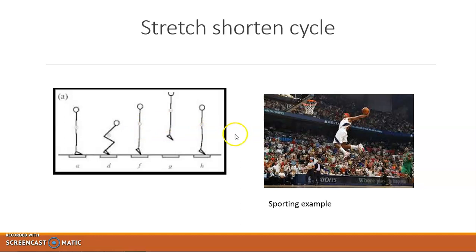So a sporting example, when a basketball player is bounding, as in jumping up to dunk the basketball, the muscles go through all 3 stages of the stretch shorten cycle to generate enough power for the player to get enough air time in the air to dunk the ball into the basket.